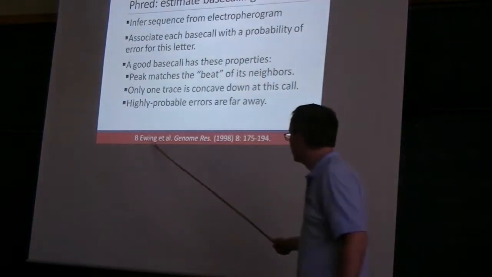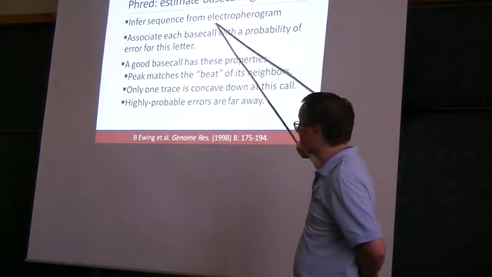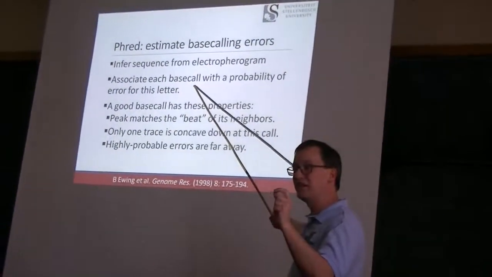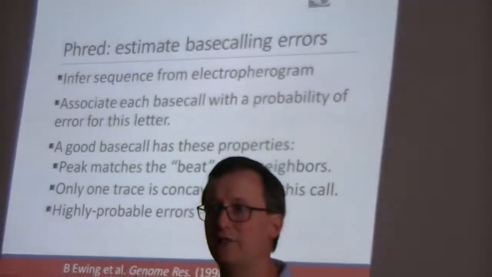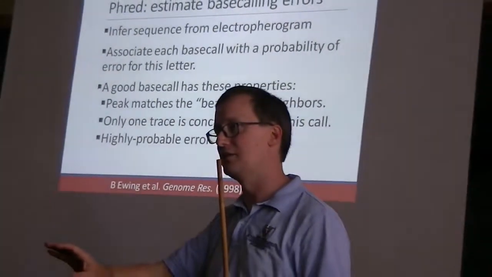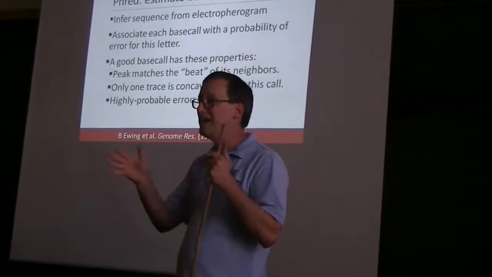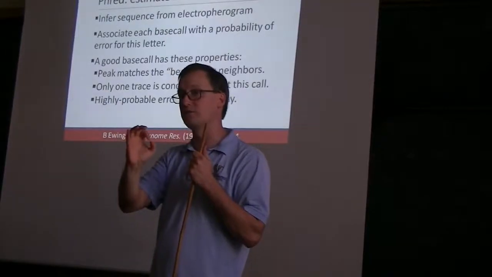This was all published back in 1998 by Brett Ewing. So we want to infer sequence, that's fine and good, but we want to associate a probability of error for this particular letter. Now I am summarizing really, really heavily, and I feel like I'm not doing it proper justice, because this thing operates in multiple phases and it has all kinds of cleverness built into it. But there are various principles at work in how Fred scores are computed.